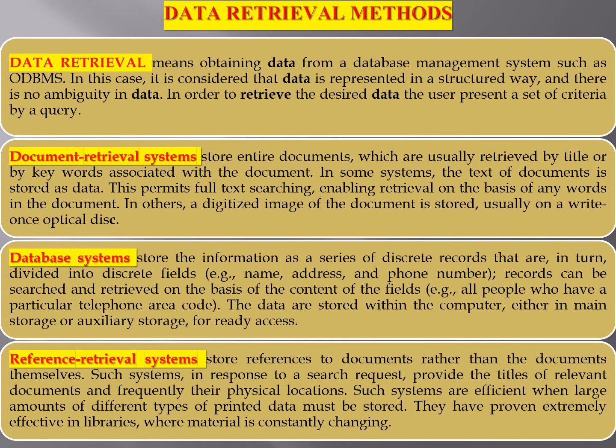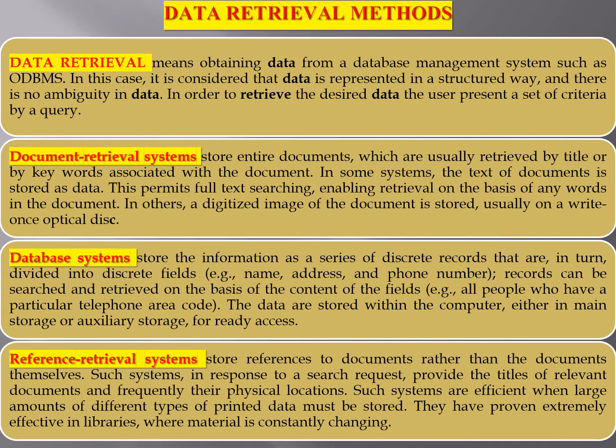Database systems store the information as a series of discrete records that are in turn divided into discrete fields: name, address, and phone number. Records can be searched and retrieved on the basis of the contents of the fields. Example: all people who have a particular telephone area code. The data are stored within the computer either in main memory storage or auxiliary storage for ready access.